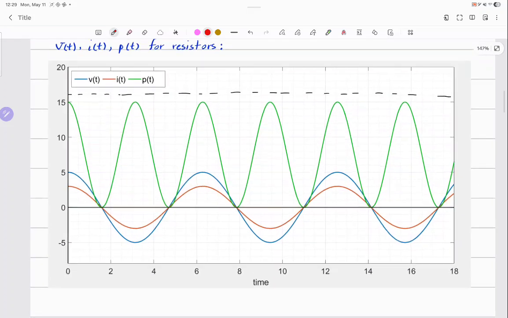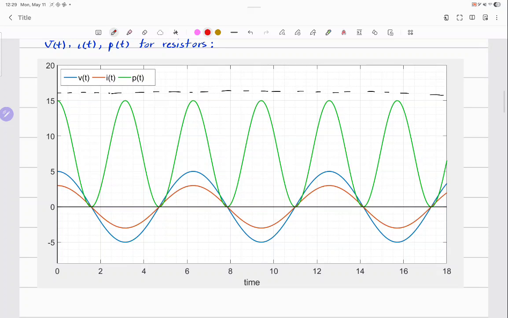Now, the fact that it's always above the horizontal line, always non-negative, means that your instantaneous power is always positive, right? Mathematically, is it justifiable for you why it is always positive? Because they go together, the voltage and current. Whenever they are negative, they are both negative. So their product is positive. And when they are positive, okay.